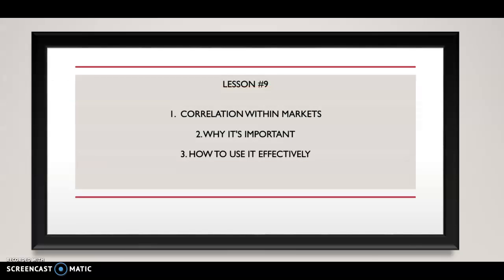So lesson 9, correlation within markets, is a very, very important thing to understand in order to maximize your profits and minimize your losses. Why it's important, we cover that, and how to use it effectively.